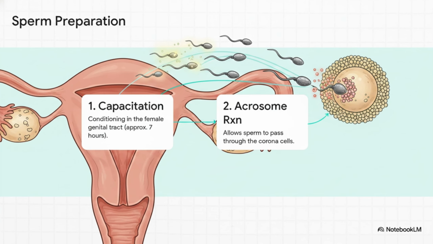Now here's a super important point. Sperm aren't ready to fertilize an egg right away. They actually have to go through a two-step prep course inside the female reproductive tract. These steps are called capacitation and the acrosome reaction.